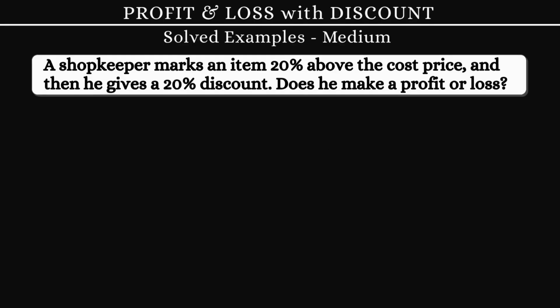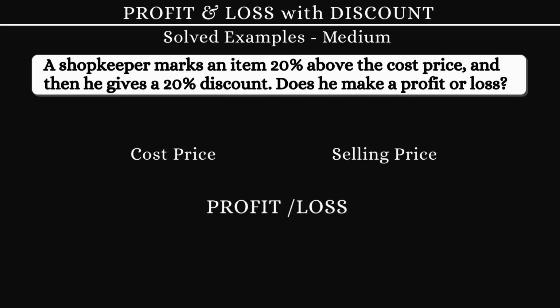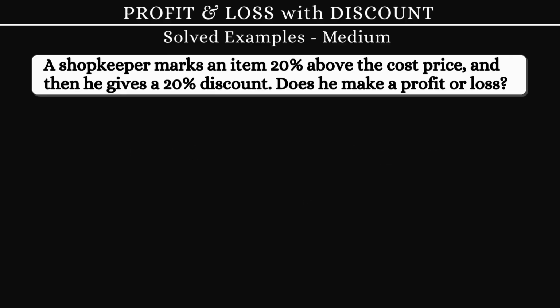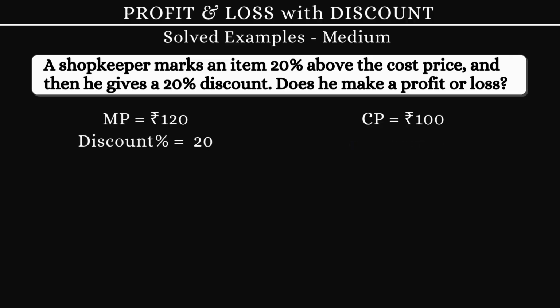To do the questions like these, we'll assume a cost price, find out the selling price, and then confirm if it is a profit or a loss. For our convenience, let's assume the cost price is 100 rupees. So 20% of the cost price is 20 rupees. So the marked price is 20 rupees more than the cost price, which is 120 rupees. Next, the discount given is 20%. So let's find the discount amount. 20 by 100 into the marked price, which is 120, will give us 24 rupees.